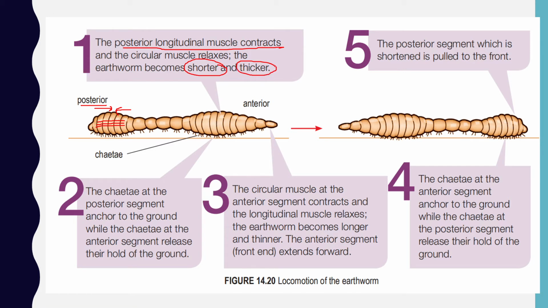Okay, so this is a tip for you to remember. Then don't forget to mention also what happened to the circular muscles, because these are antagonistic muscles, right? So at the same time, these circular muscles will relax. It relaxes. Okay, ini apa yang berlaku? Step 1. Okay, step 2, we talk about the kite.